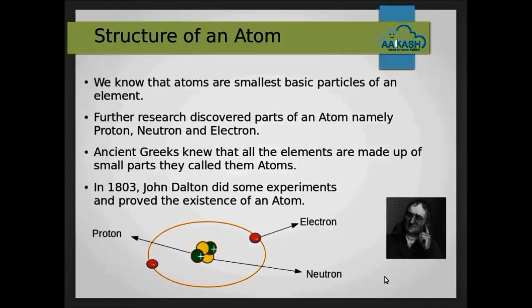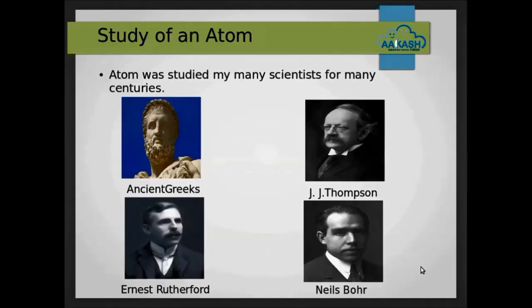History. The ancient Greeks knew about the existence of an atom as the smallest unit of any element, although this was proven by John Dalton in 1803. These are a few of the pioneer scientists who studied the atoms in detail: Ancient Greeks, J.J. Thomson, Ernest Rutherford, Niels Bohr.